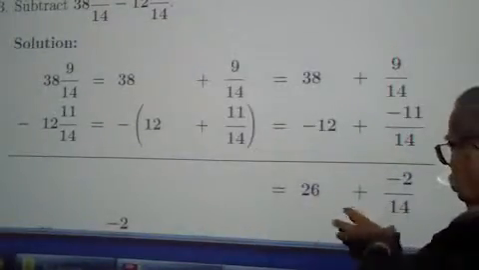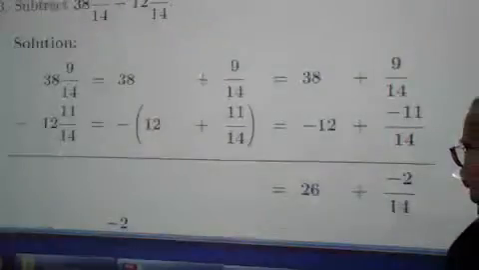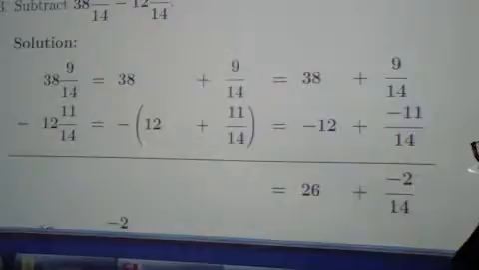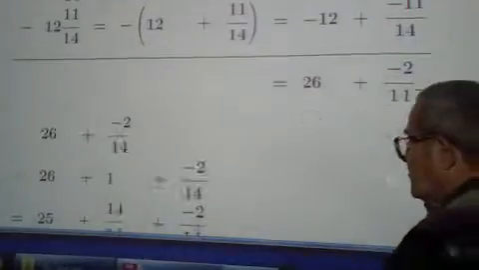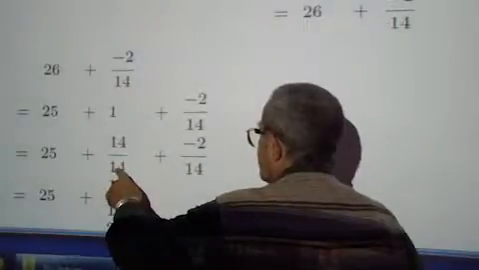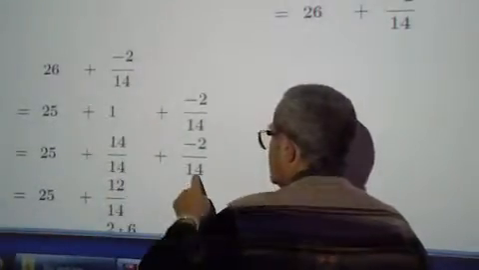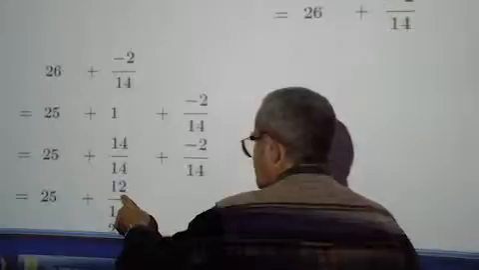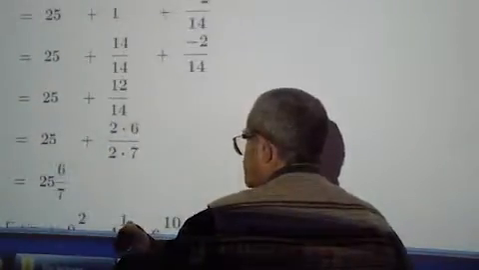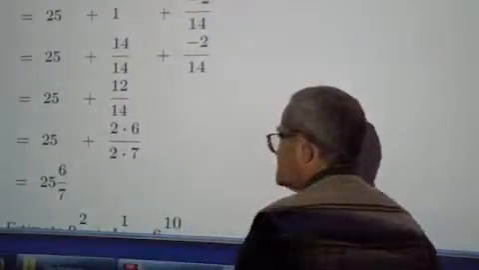That's not a proper, that's not a mixed number. A mixed number is a whole number plus a positive proper fraction. So at this point, I am borrowing, and I'm writing this as 14 over 14. Same denominator, 14 minus 2 is 12. So 25 and 12 over 14, or reducing, 25 and 6 over 7.